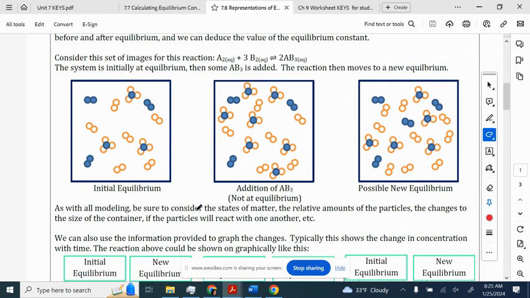Make sure that you are considering states of matter here, relative amounts. So if you started out with 1, 2, 3, 4, 5, 6, 7, 8, 9 of these blue guys, and you added some more in, so 2, 3, 4, 5, 6, 7, 8, 9, 10, 11, 12, 13, make sure you've got the same amount over here after that addition for all the stuff, because they'll nail you on that. Okay.